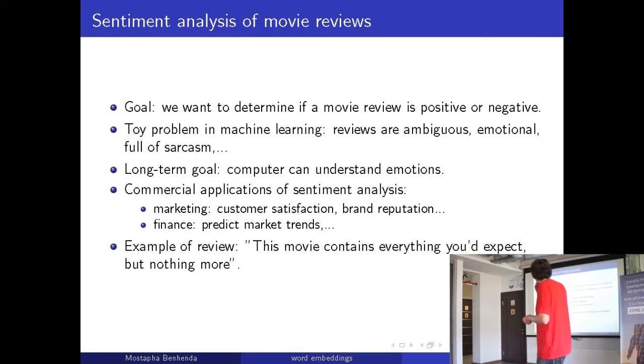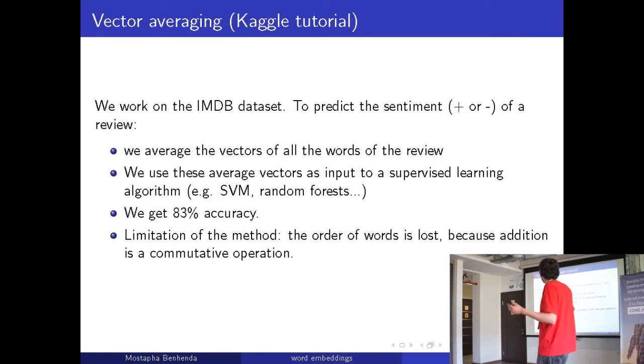So just to give you an example of a review, and why it's a difficult problem. For example, this review: this movie contains everything you'd expect, but nothing more. It is very hard to determine if this review is positive or negative. Especially if you look word by word, it's almost impossible to guess if it's positive or negative. So it's a very difficult problem. But if you have vector representation, it becomes a very easy problem. Well, not so easy, but still quite a good problem.